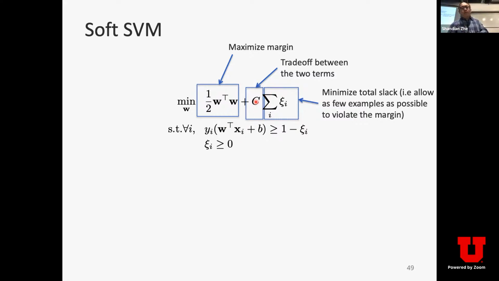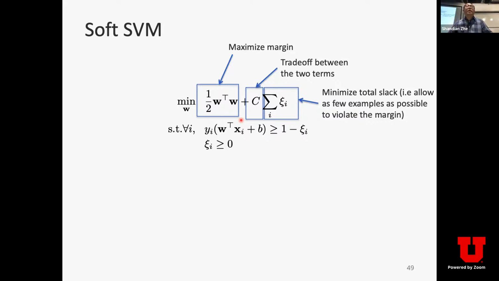On the other hand, if C is very, very small, that means I allow many examples to break into the margin, because their summation, even if large, is multiplied by a small constant C. It doesn't change the objective too much. So you should select C to make the best trade-off. Later we'll talk about a general framework to choose such a C, which is called cross-validation.